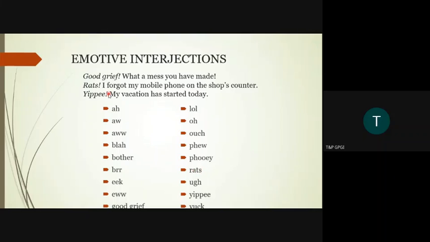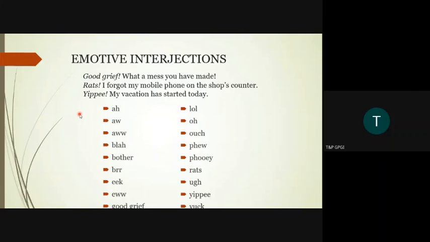Okay, so for example, good grief, what a mess you have made, good grief. It's like, what have you done? It's a surprise, a negative surprise emotion. Or rats, I forgot my mobile on the shop's counter. It's like a swear word, but you don't use that word, so you can replace it with rats.